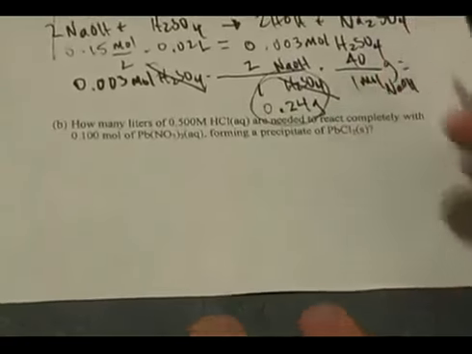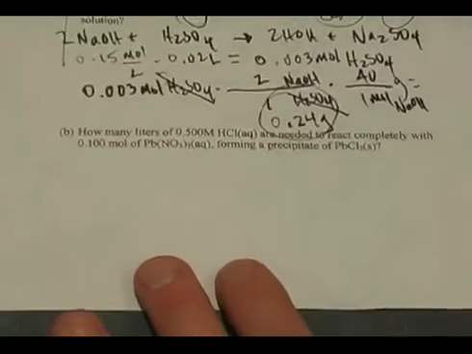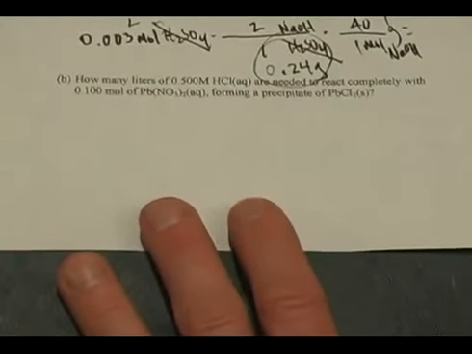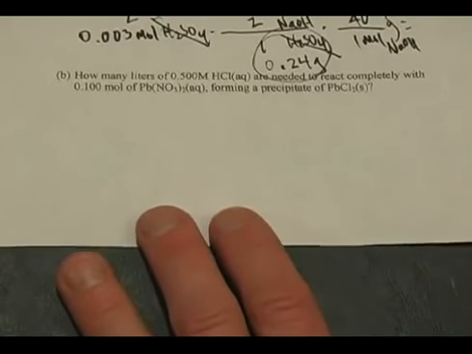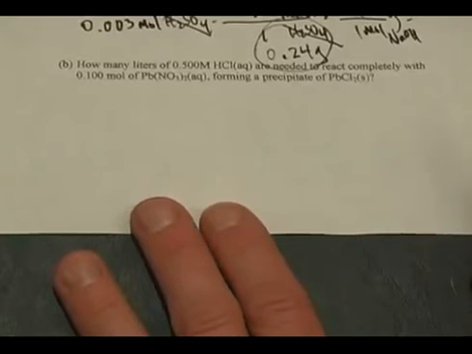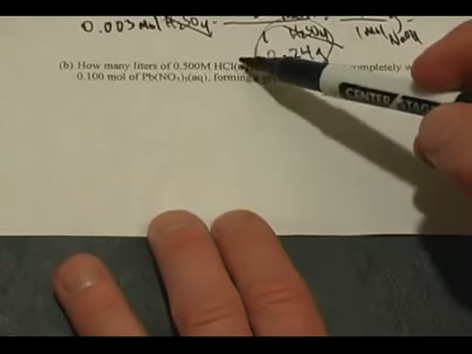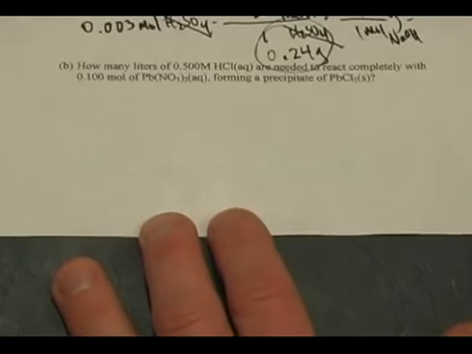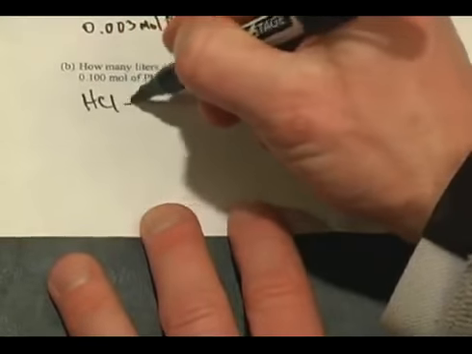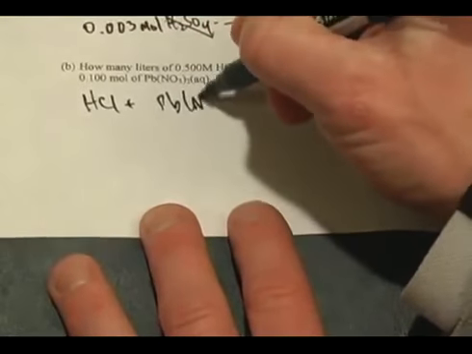Next problem. How many liters of 0.5 molar HCl are needed to react completely with 0.1 molar Pb(NO3)2? Notice here we don't have just an acid-base reaction. We've got an acid going along with lead nitrate here. So we're going to make like a precipitation reaction actually here, where we take HCl and we're going to react it with some lead nitrate.